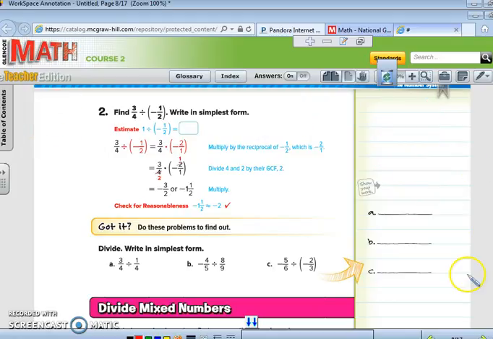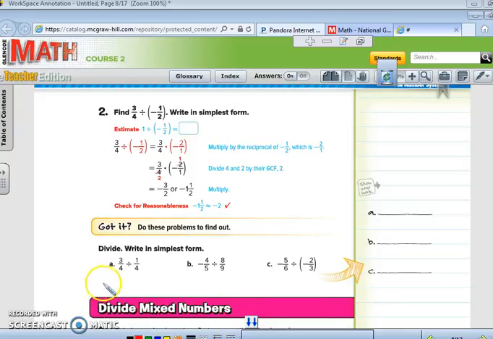On the next ones, it says, got it, do the problems to find out. I want you to go ahead and try A, B, and C. If you don't have your math book, then you should be pausing to copy the problem and then solve it. Unpause when you're ready to check.